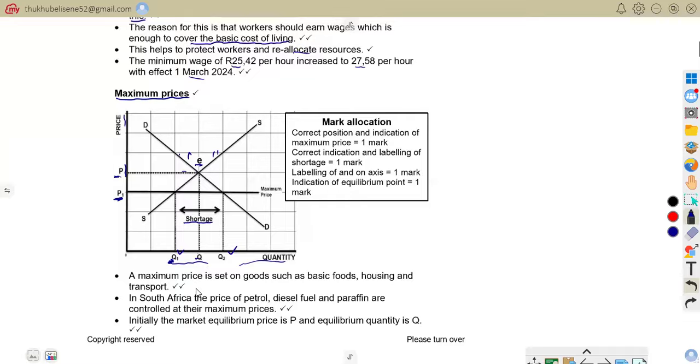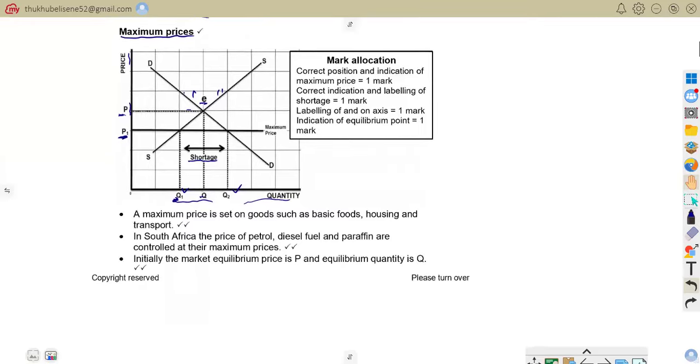We made an example here in South Africa: petrol, diesel, paraffin, and some basic foods have a maximum price set by the government. So now here are the points given. A maximum price is set on goods such as basic foods, housing, as well as transport. In South Africa, the prices of petrol, diesel, fuel and paraffin are controlled at the maximum price. That is where we are trying by all means to make those necessities affordable.